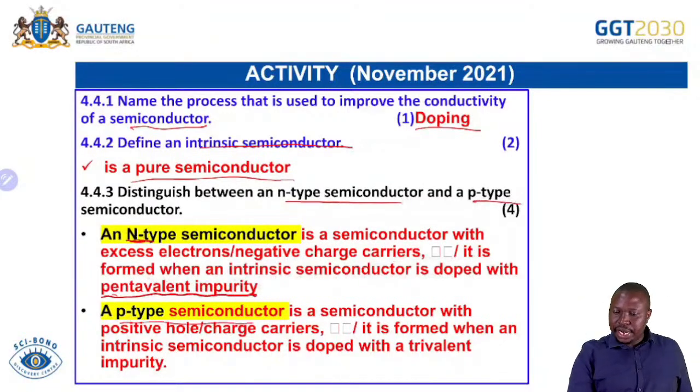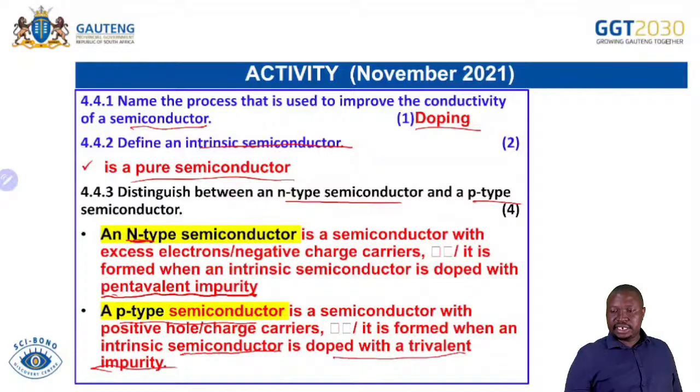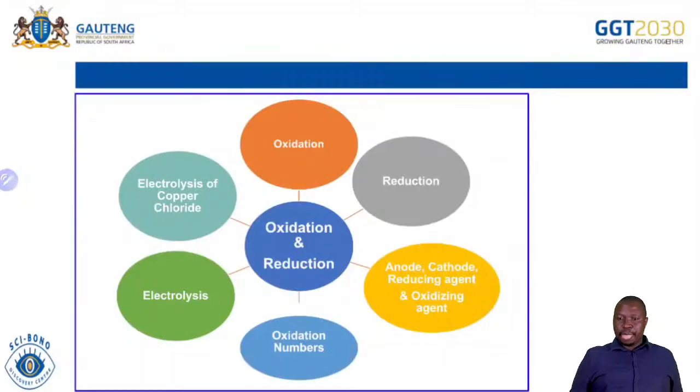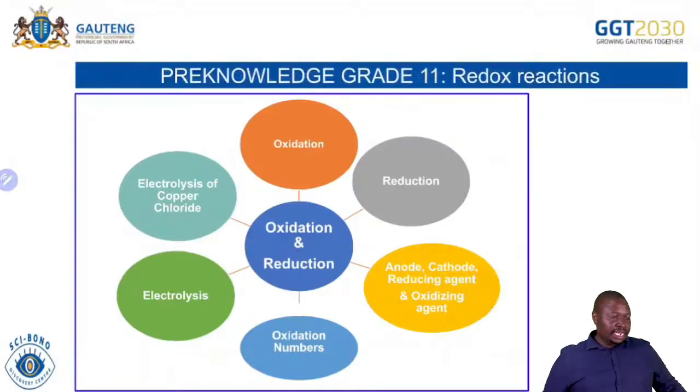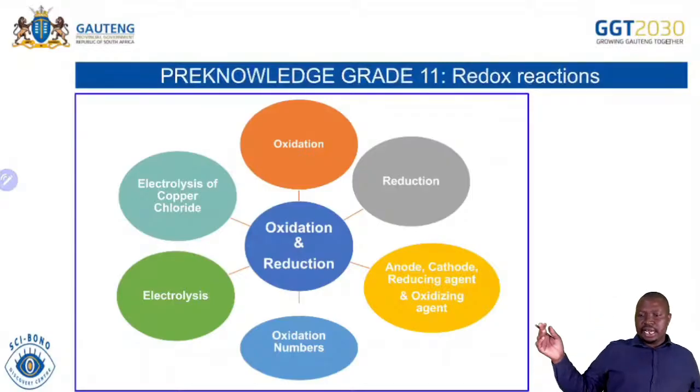A P-type semiconductor, we are saying these ones, they have a positive hole, meaning that they are 1 electron deficient, and it is formed when an intrinsic semiconductor is doped with a trivalent impurity. So that is the one that we are referring to there. Now, our last section, which is the redox reactions, is that the pre-knowledge, you have done this in grade 11.